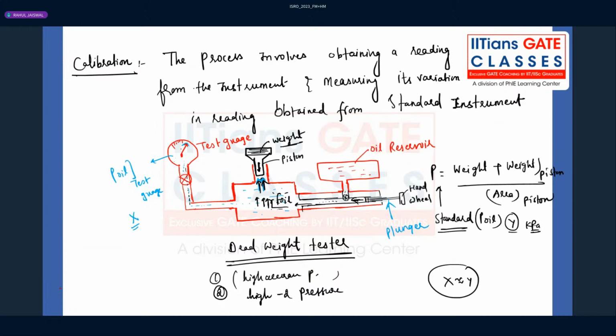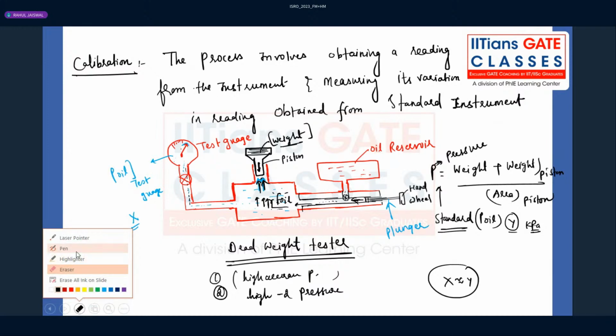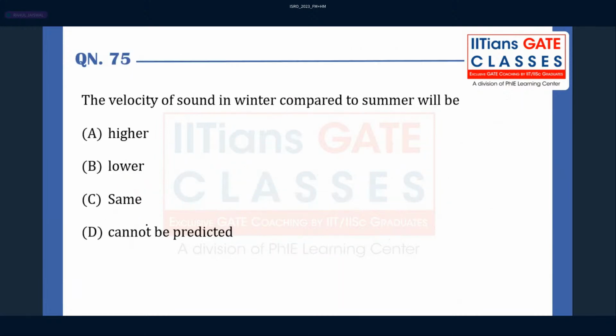The name dead weight is directly telling you: this dead weight which we have kept, just on the basis of that we are calculating the pressure. That's why the name has been given dead weight tester, right? Again, I have explained because when you go to a DRDO interview or ISRO interview, they will ask you, don't tell me the name, tell me the working principle of this, right? Try to solve this question.